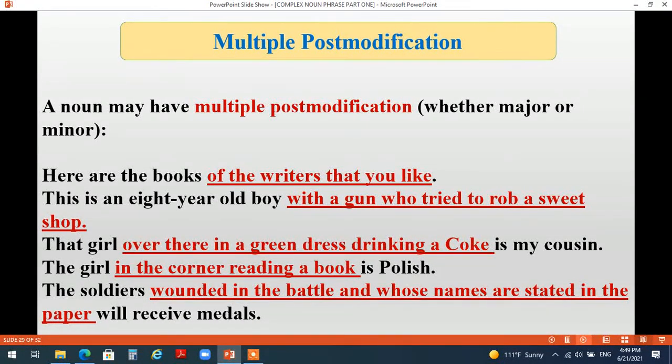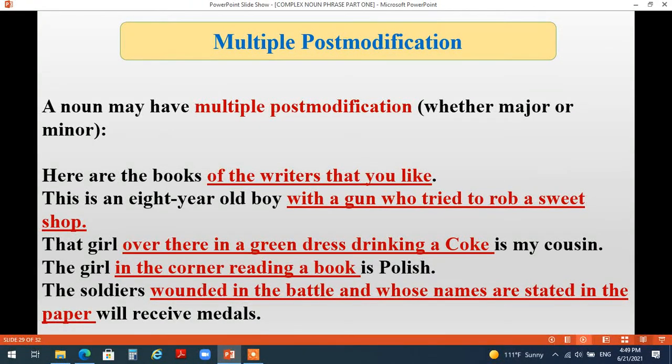For example, here are the books of the writers that you like. The head noun here is the word books. Okay, this word has been post-modified by using the prepositional phrase of the writers, and it has also been post-modified by using a relative clause that you like. إذن بهذه الحالة عندي complex noun phrase which has multiple post-modification، يعني عندي prepositional phrase وعندي أيضا at the same time I have a relative clause.